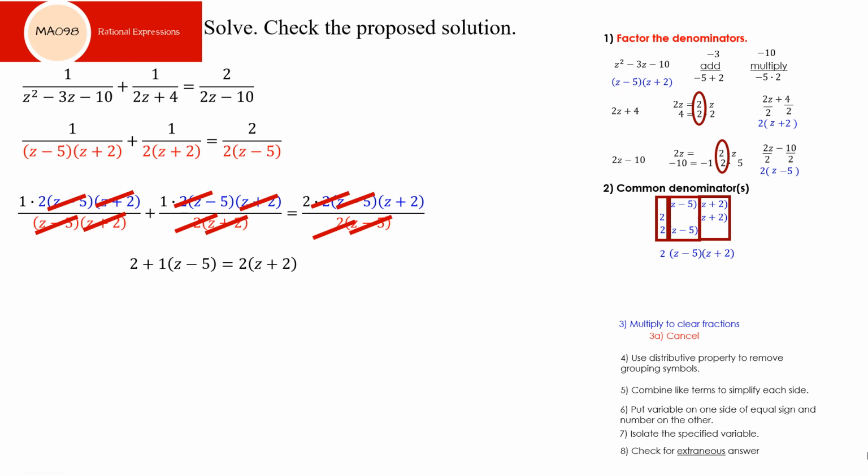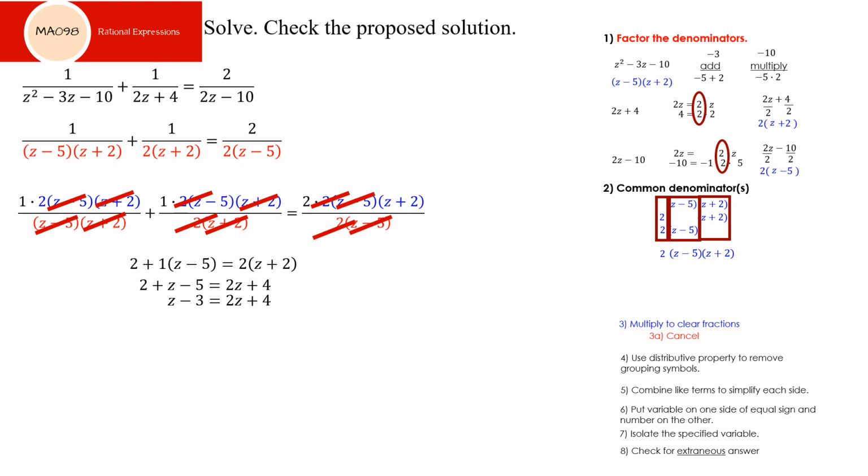Now we're going to use the distributive property to get rid of our parentheses. 1 times z is z. 1 times negative 5 is negative 5. 2 times z is 2z, and 2 times 2 is 4. We're going to collect like terms next, and 2 minus 5 is negative 3 on the left side.